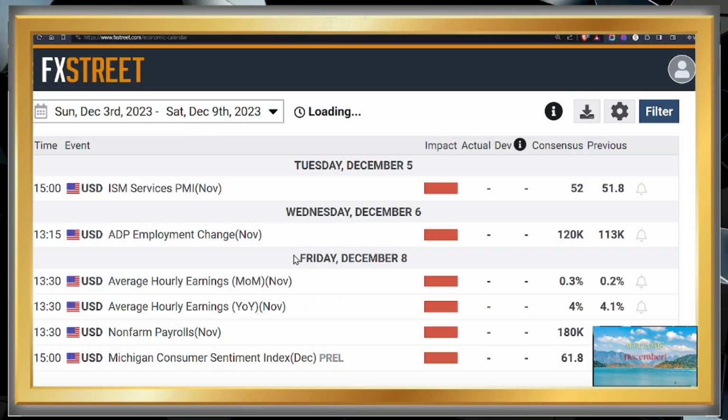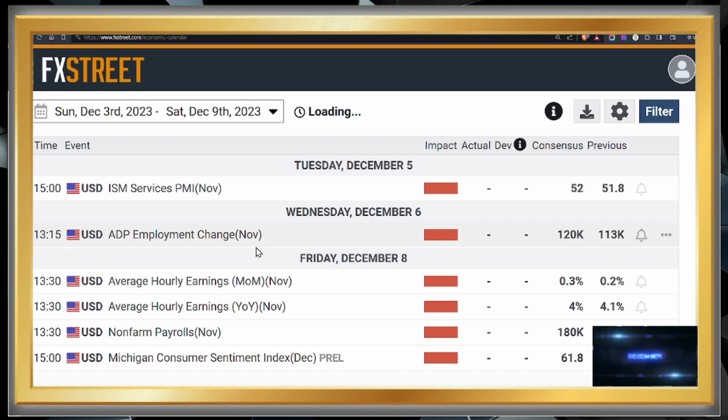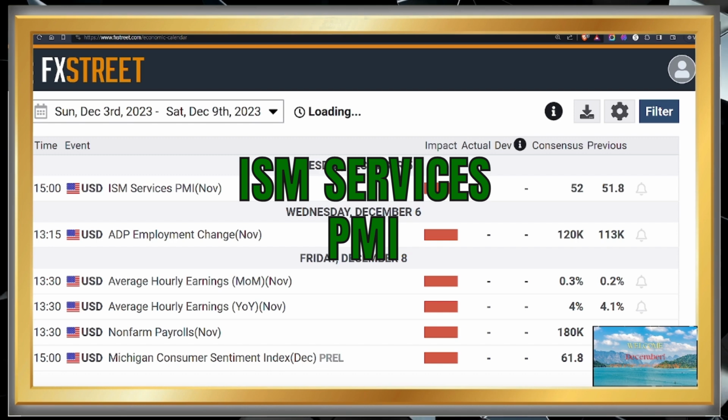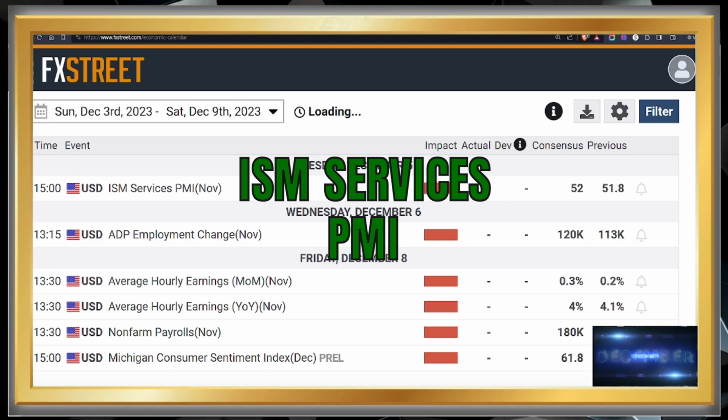Now, the first impactful event is coming in on Tuesday, that's December 5, and this is the ISM Services PMI, a key economic indicator that measures the performance and expectations of the service sector in the United States.